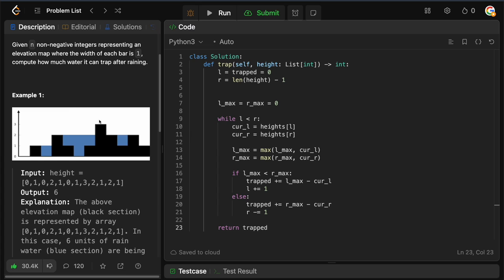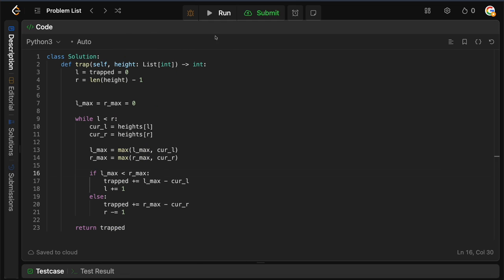So even if this one was higher, we couldn't just trap all this stuff, because you need to have the same height at least to trap that one. So that's why we go off of whatever the lesser one is, because that will actually determine how much we can get. Otherwise, it would just spill over. Okay, so that should be that.